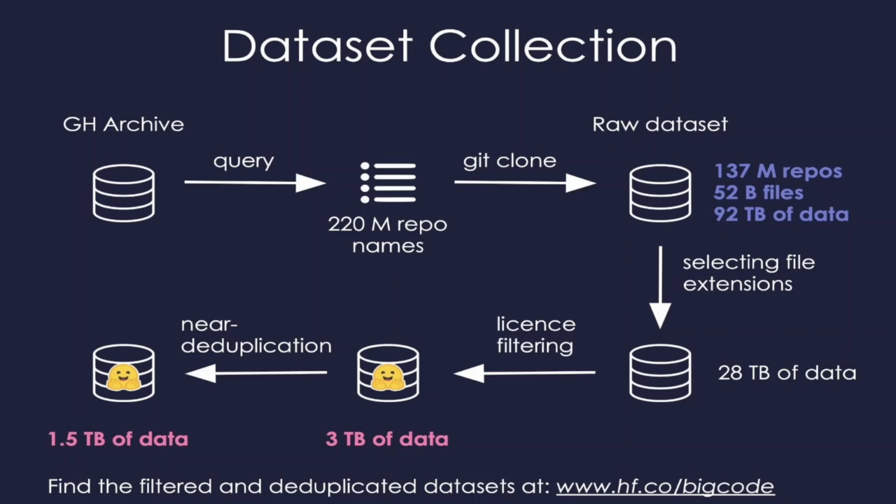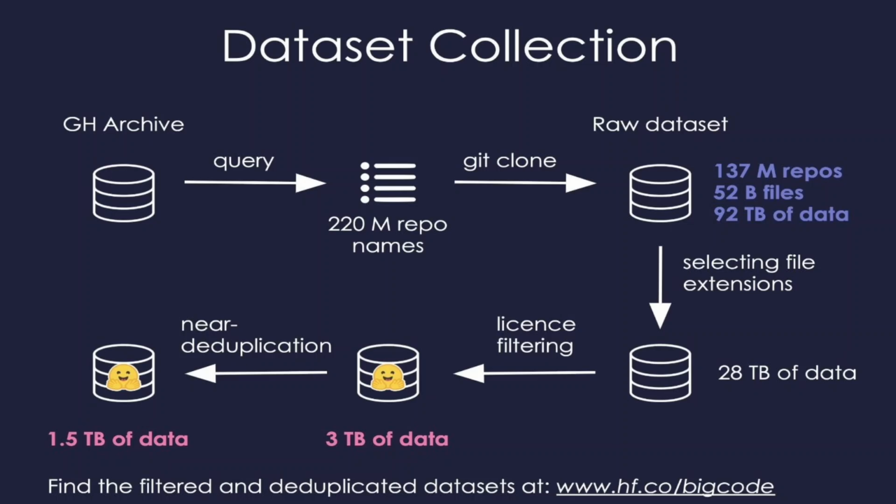Next comes the dataset collection. They collected the set of active GitHub repository names from GitHub Archive. This is an open source project working on archiving and releasing the public GitHub timeline. This timeline only contains GitHub events such as forking a repository and commenting on an issue, and not the code repositories. They extracted 220 million unique repos from January 1st, 2015 to March 31st, 2022.